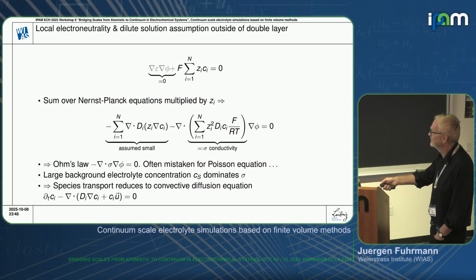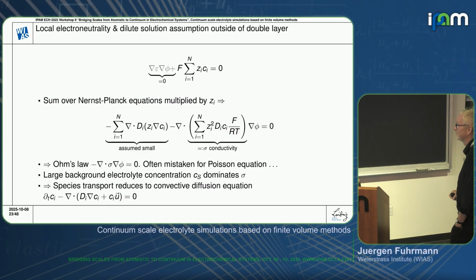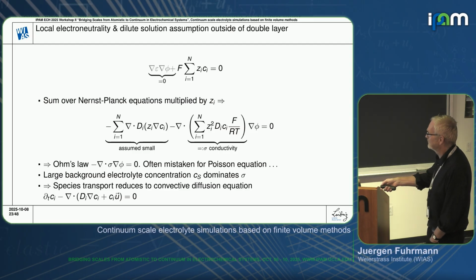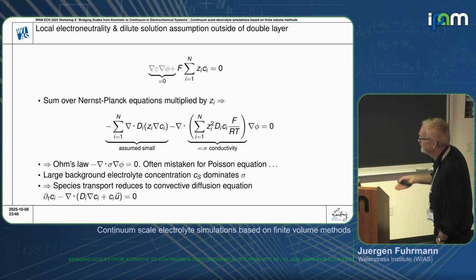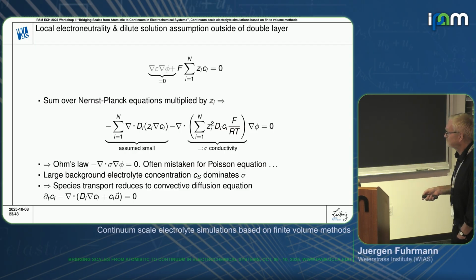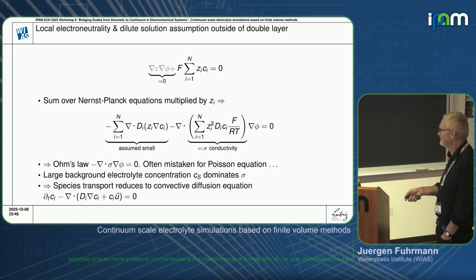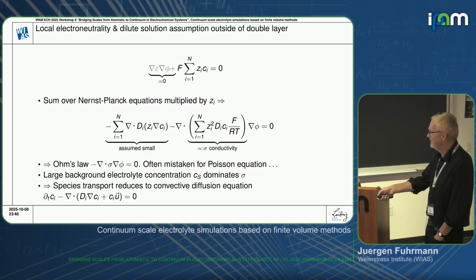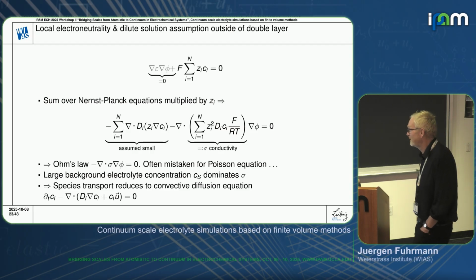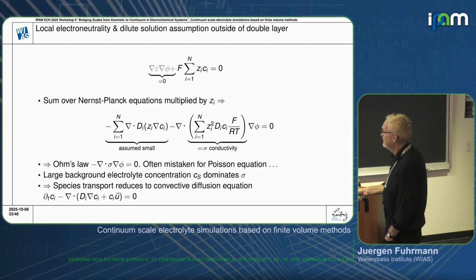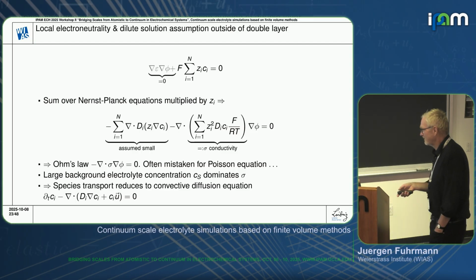And in many cases this contribution is assumed to be small, for instance if you can assume that the diffusion coefficients and the concentration gradients are not large, and so on. So basically, this approach leads to the fact that we can reduce our species transport to the convective diffusion equation, where we have the convective term from the electrolyte flow and just the diffusion part remaining from the Nernst-Planck equation.